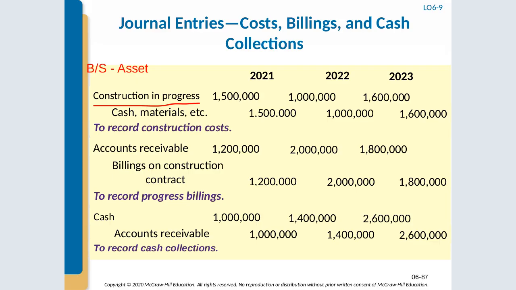Okay. And we have another new account called billings on construction contract. Okay. And billings on construction contract, we're going to say right now that it's a liability. Okay. We're going to say it's a liability on the balance sheet. But I'll show you how exactly we report this. So right now, just know that it is a liability, meaning that credits increase it, debits decrease it. Okay.